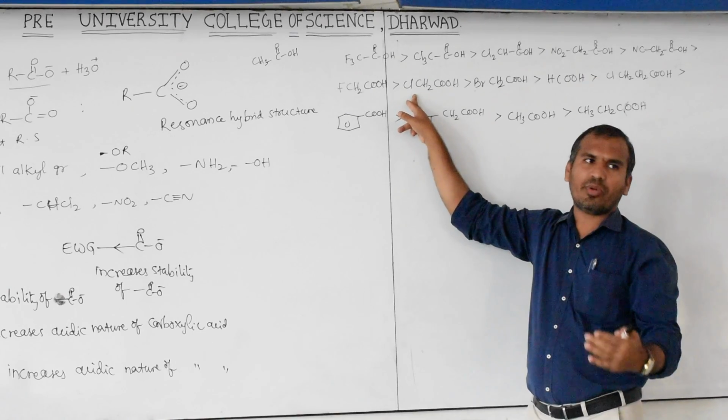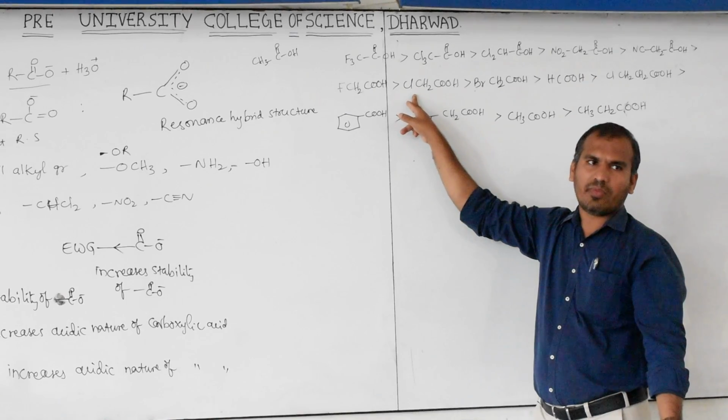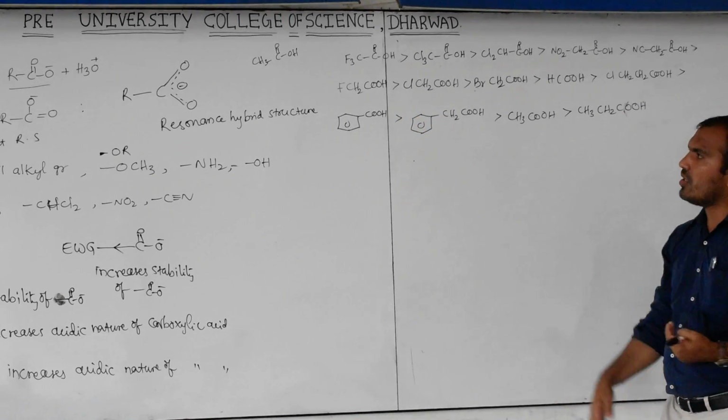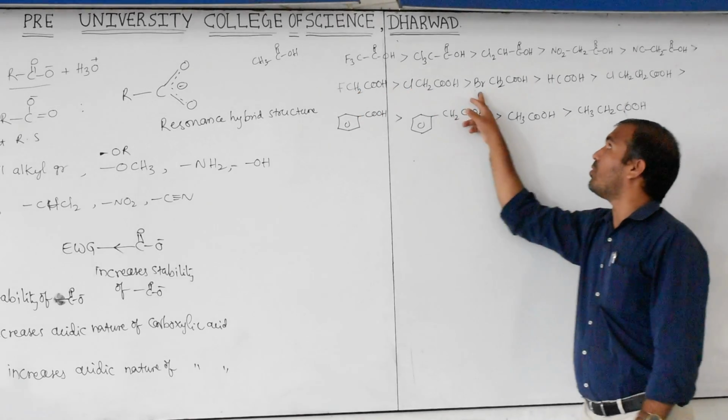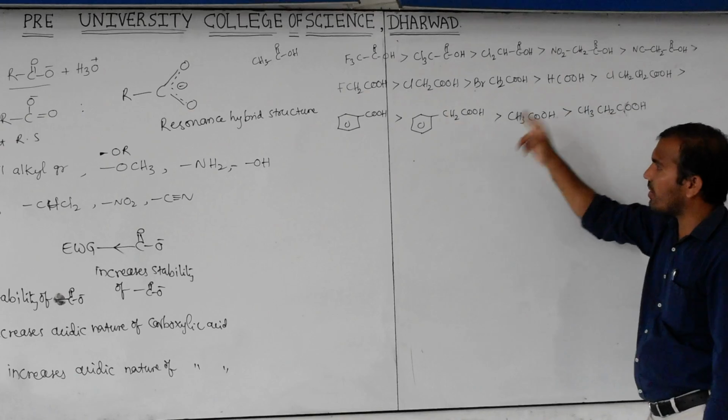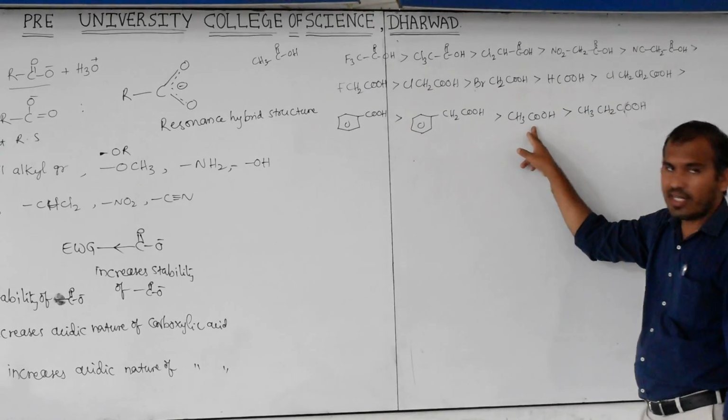Top to bottom, electronegativity, what happened? It decreases in the group. Left to right in the period, electronegativity increases. So this group: fluorine, chlorine, bromine is there. Here, formic acid is more acidic than benzoic acid, and also acetic acid.